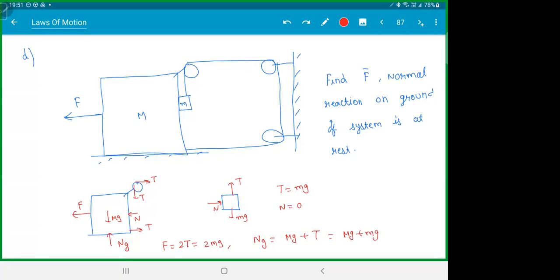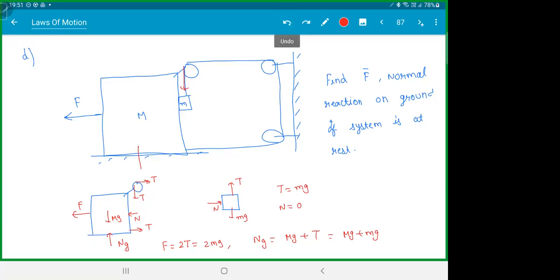Is this making sense, everyone? Please check it out. Ask me if you're confused. Not tough, but you have to be a little careful. So most people, what they do mistake: if I ask you what's the normal, they say N is equal to mg. That's a blunder they do. They forget this tension which is pulling down. So the normal reaction on the ground need not be mg every time.